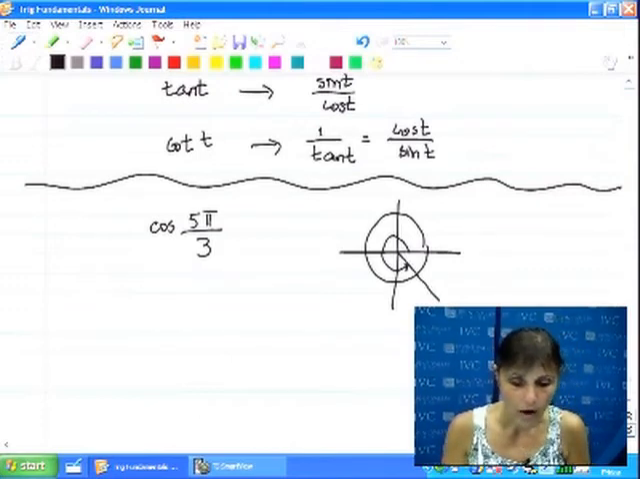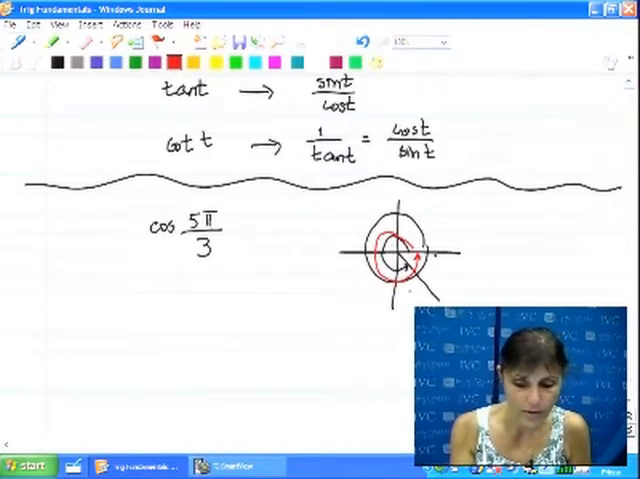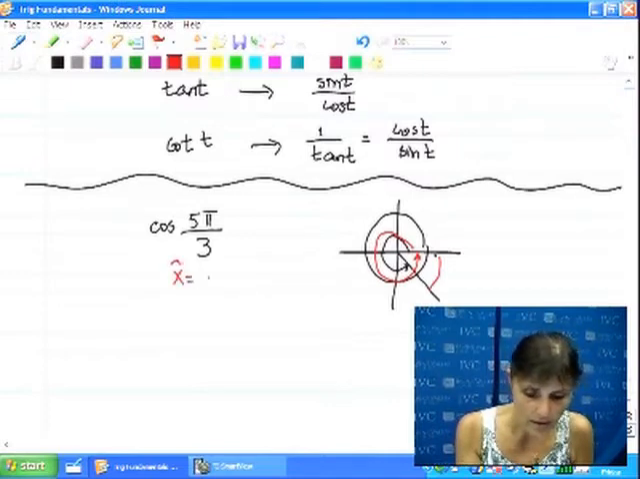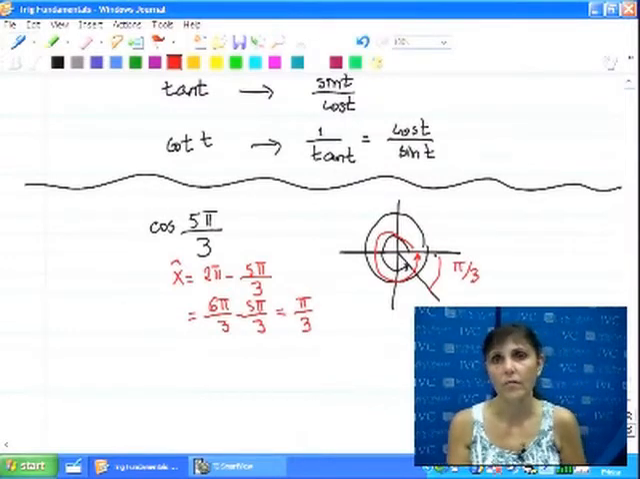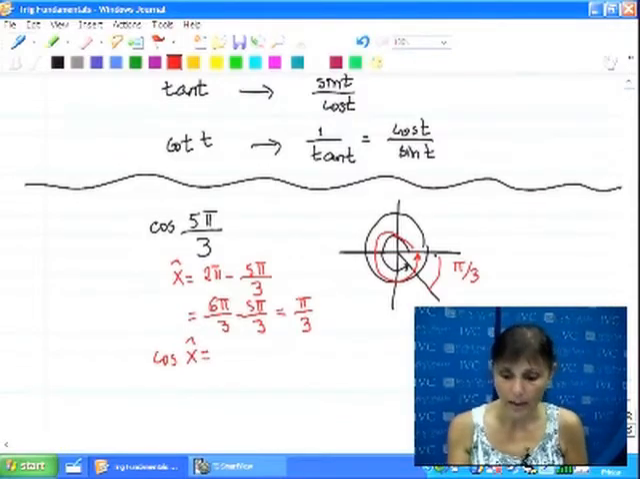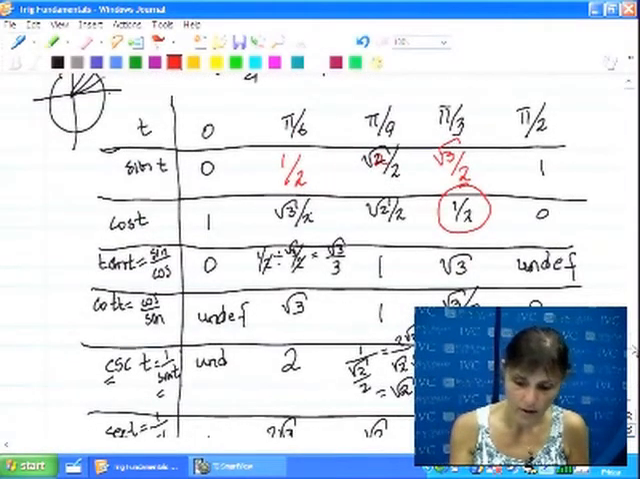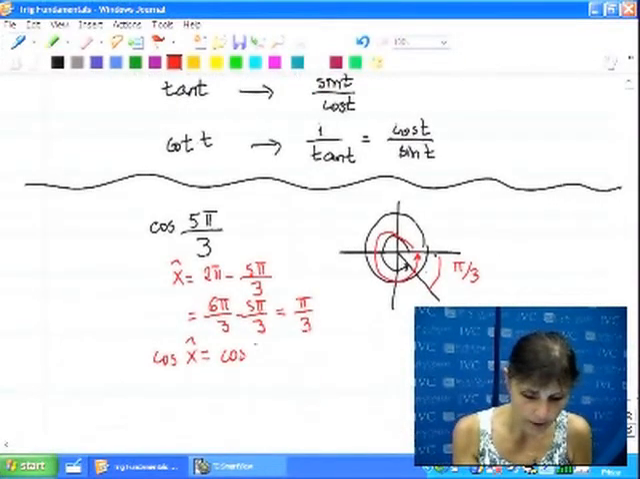Okay? So let's find the reference angle. I know that this whole thing around is 2 pi. And then this one is 5 pi over 3. So to find this angle, all I need to do is take 2 pi and subtract 5 pi over 3 from it. So let's do that: 6 pi over 3 minus 5 pi over 3. That is simply pi over 3. So my reference angle is pi over 3. All right. Now I'm going to go and get the cosine of that reference angle. Cosine of pi over 3. Oh, here it is. It's 1/2. Cosine of pi over 3 is 1/2.